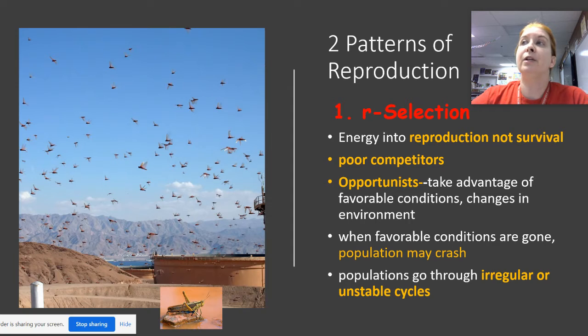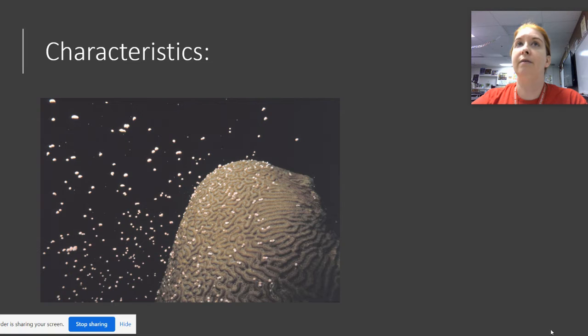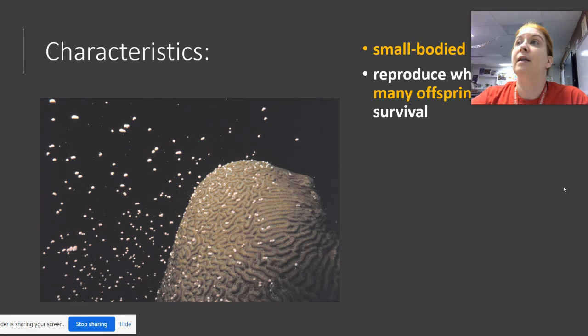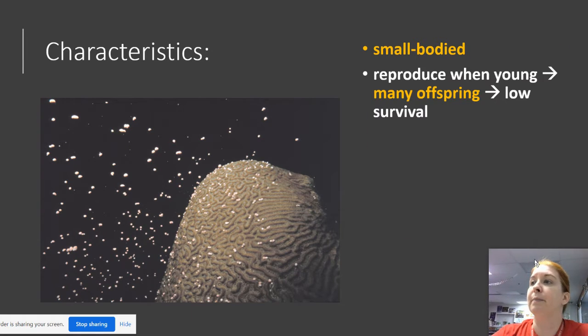And these populations go through various irregular or unstable cycles. You'll have a whole lot one year, you won't have a lot the next year, and that's just kind of how these guys work. So that is our r-selected species. And we have characteristics of these guys, and this is on to page 7. They tend to be small-bodied, tiny little things. Think bugs, fish, and the big ones, bacteria.